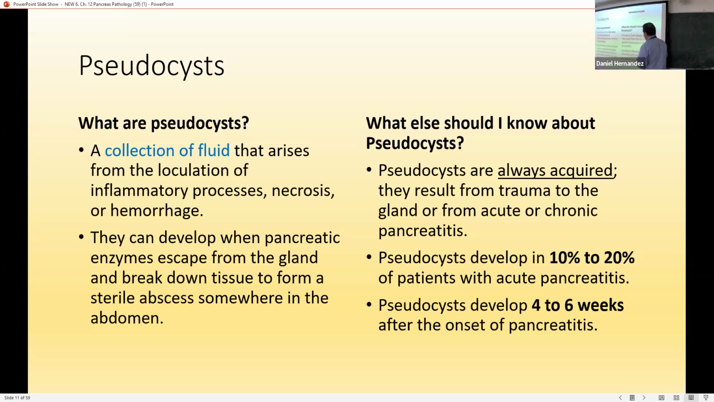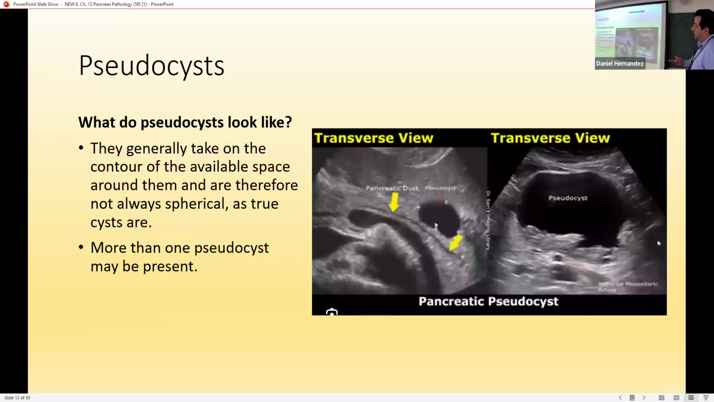Pseudocysts are one of the more common things that you could see with pancreatitis. In about 10 to 20% of patients with acute pancreatitis, you'll encounter a pseudocyst. Pseudocysts can develop long after the actual onset of acute pancreatitis. It can be up to 4 to 6 weeks after the onset of pancreatitis for that pseudocyst to fully develop.